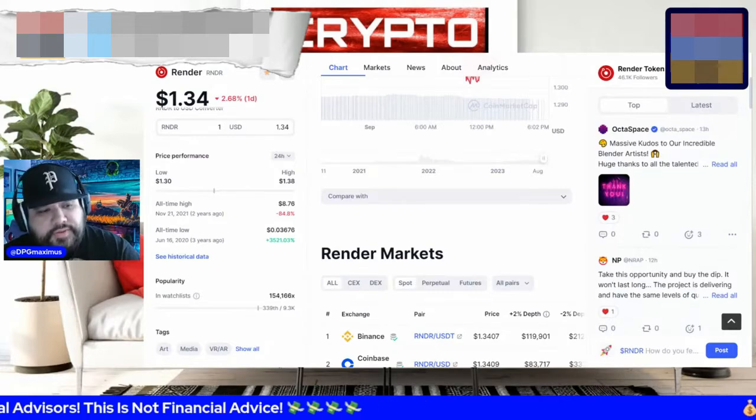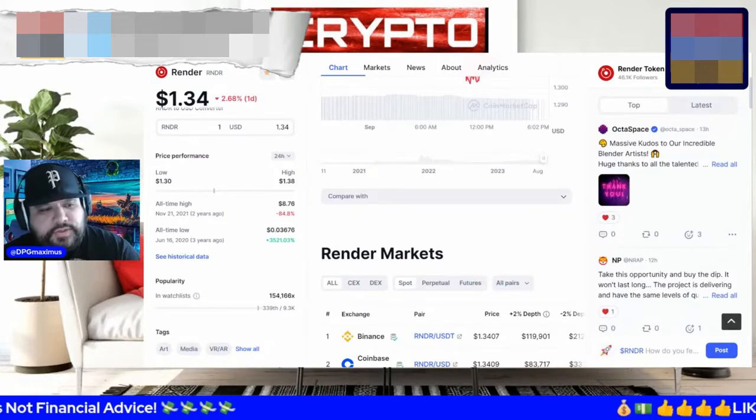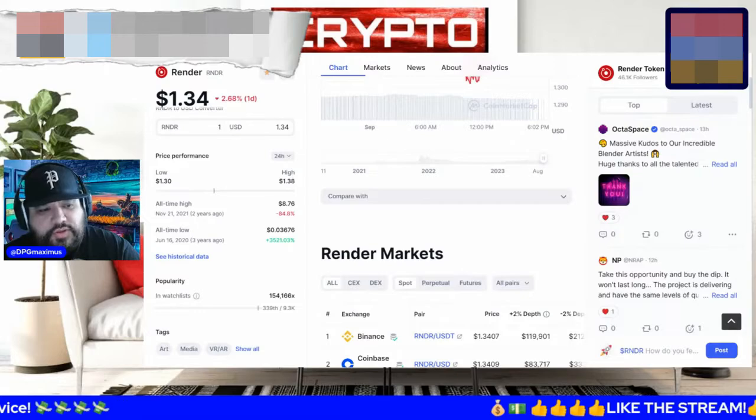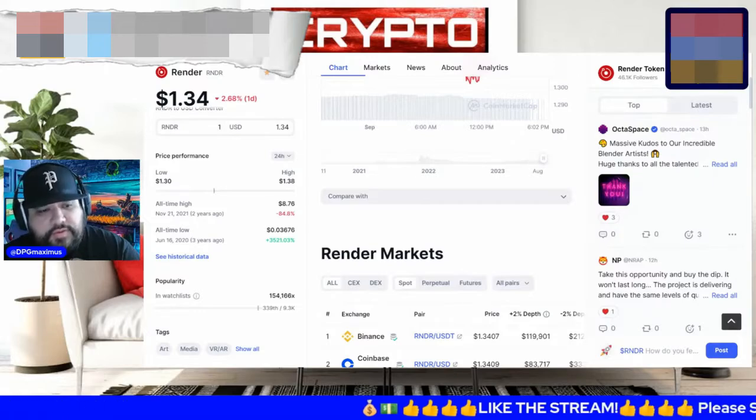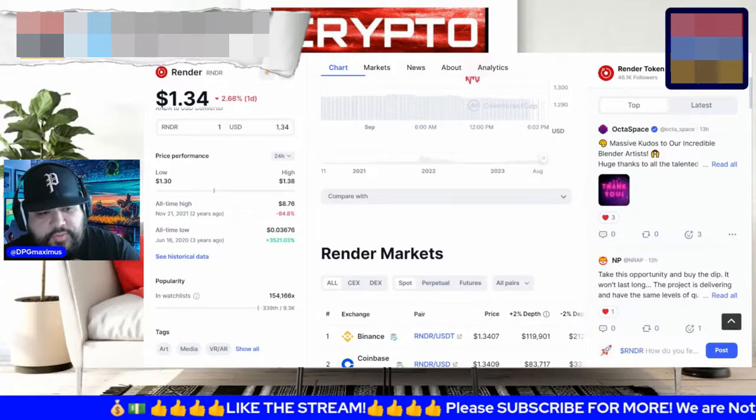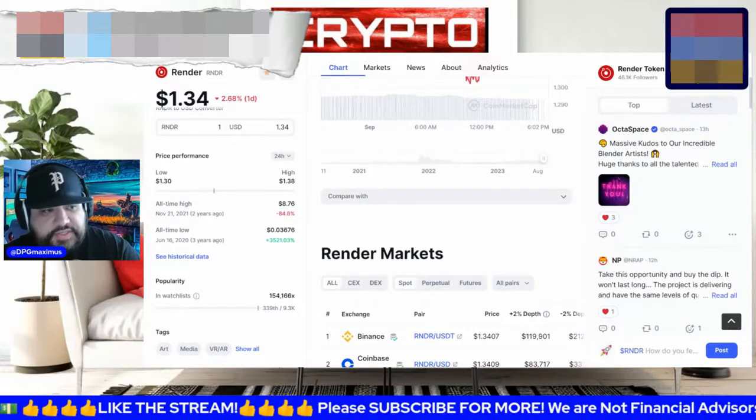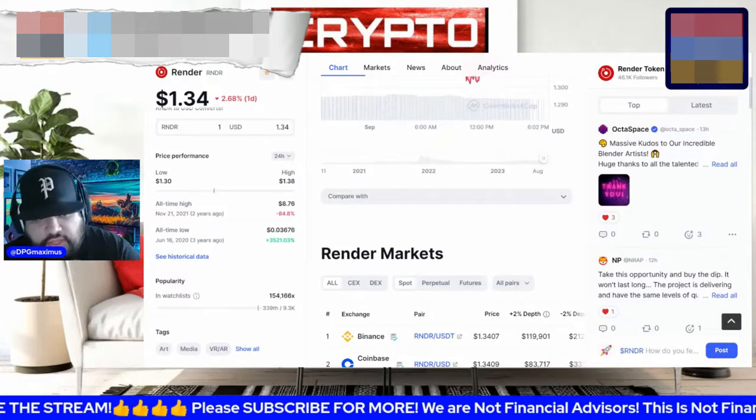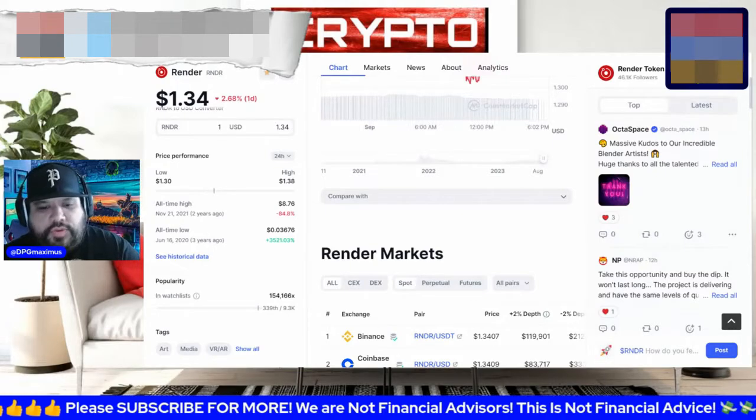What about all-time lows, right? June 16th, 2020, 3 years ago. Look at that. It was all the way down to 0.03676. So for people that got in then, man, they did more than well.